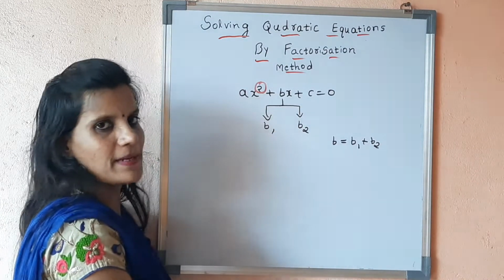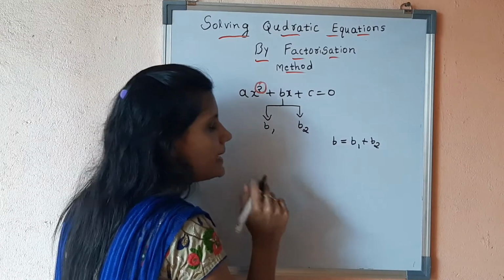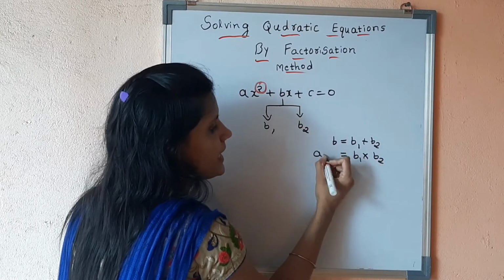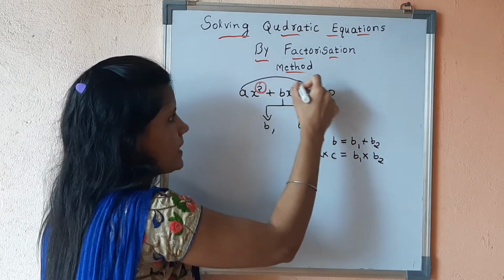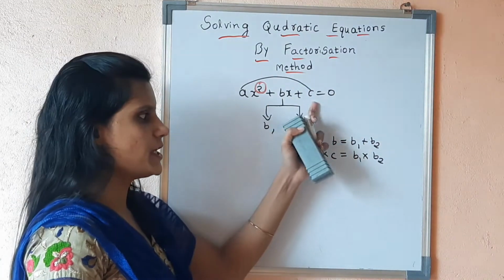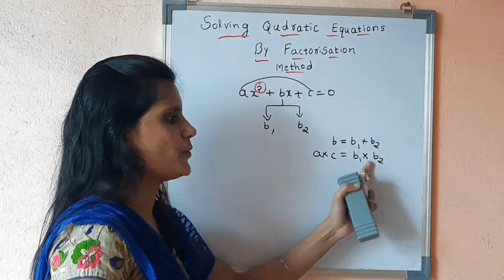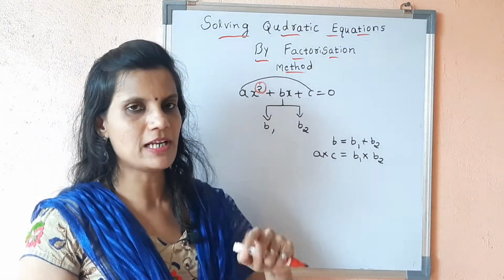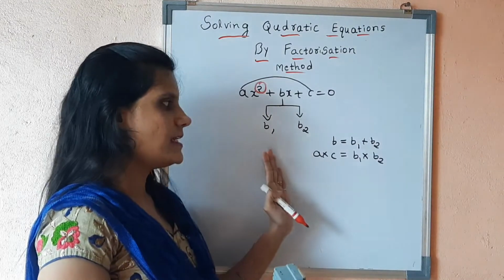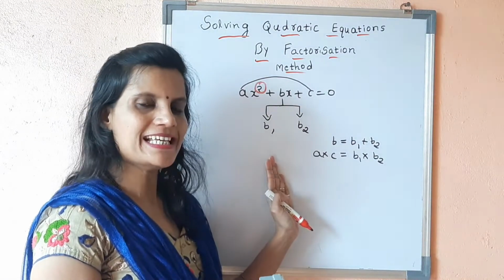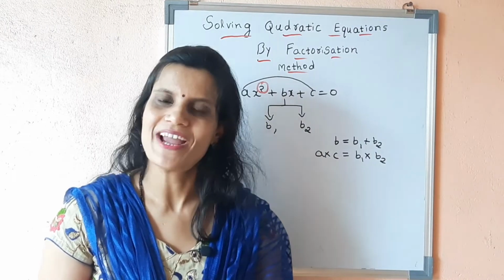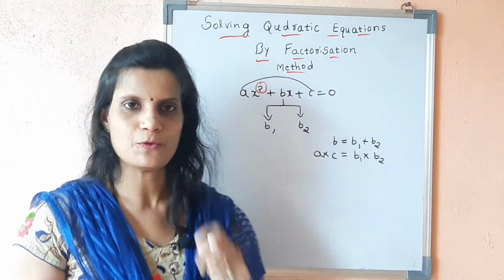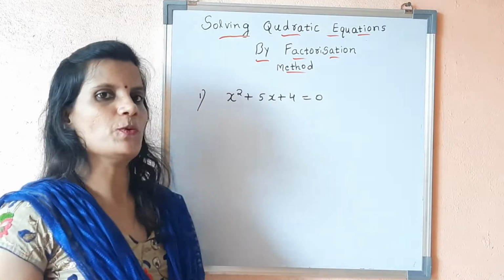And the second step is, if I multiply b1 into b2, then I should get a into c. That means a into c should be my b1 into b2. The variables, that one will come later. If this is clear, then you can easily solve the quadratic equation by factorization method. If you see some more examples, it will be very clear to you. I have written one example on the board.